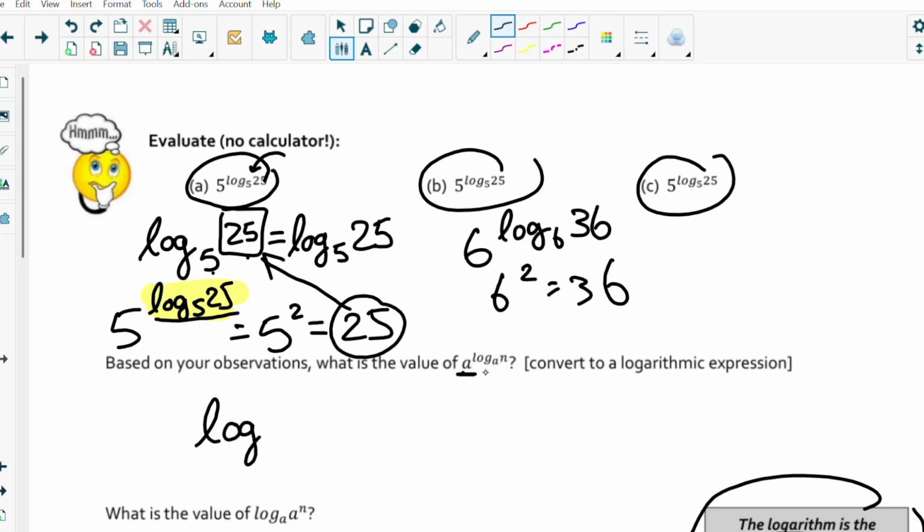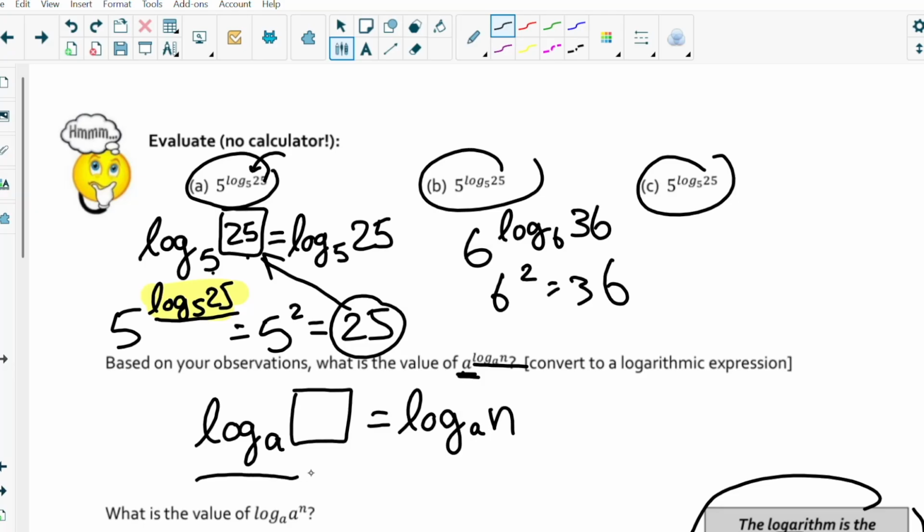Convert to logarithmic expression. So I take the base, so I'm going to make a logarithm out of it. The base is the base. So there's my base a. What is the argument? I don't know. The exponent is a result of a logarithm, so I write it exactly like this. Now, let's take a look at this. Log base a, log base a. Well, n, it must be n. Okay, so a to the log base a of n equals just n.